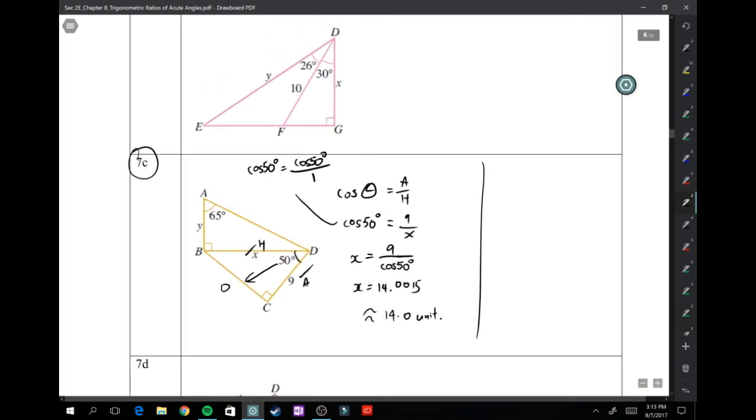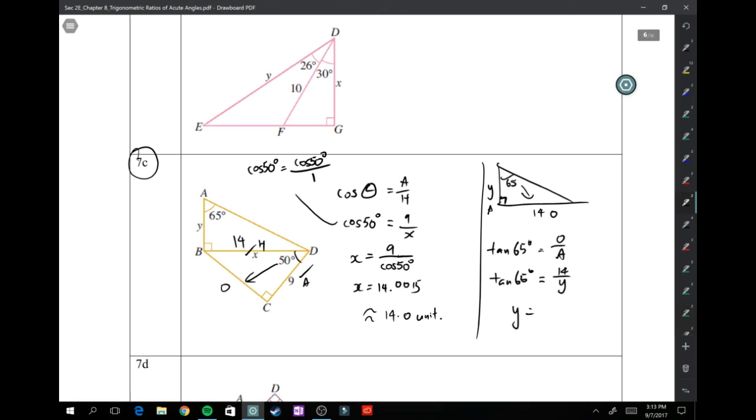Now to find y, now that we have found x already, x is 14. For the triangle that has y, this is 14, this is y, and this is 65 degrees. That means 14 is the opposite and y is the adjacent. Then this will be tangent 65 degrees equals opposite over adjacent. I'm sure you can find then tangent 65 degrees equals 14 over y. y will then be 14 divided by tangent 65.